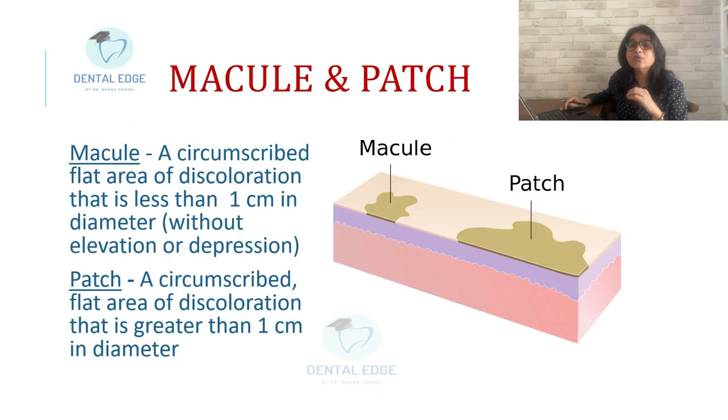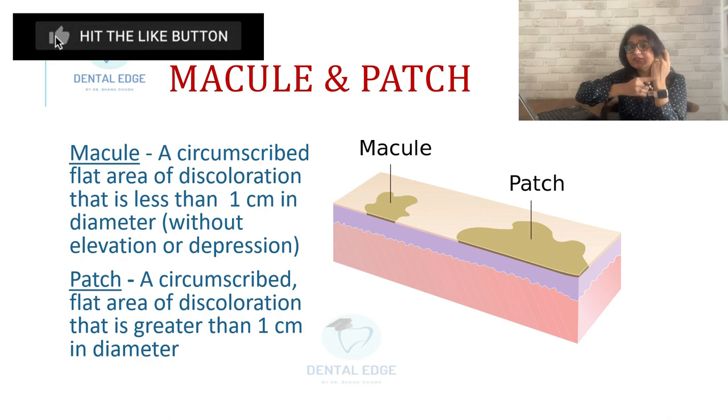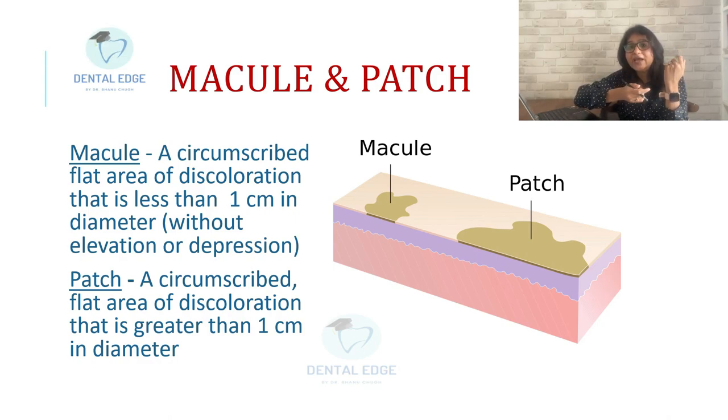So what is a macule? It's a flat discolored lesion. It is not raised, it is not depressed. So it is a flat discolored lesion. For example, there's a flat lesion, and how will I identify? Because it is discolored, the color is different, right? So if this flat discolored lesion is less than 1 centimeter, then it is called a macule. And if this flat discolored lesion is more than 1 centimeter, then it is called a patch.